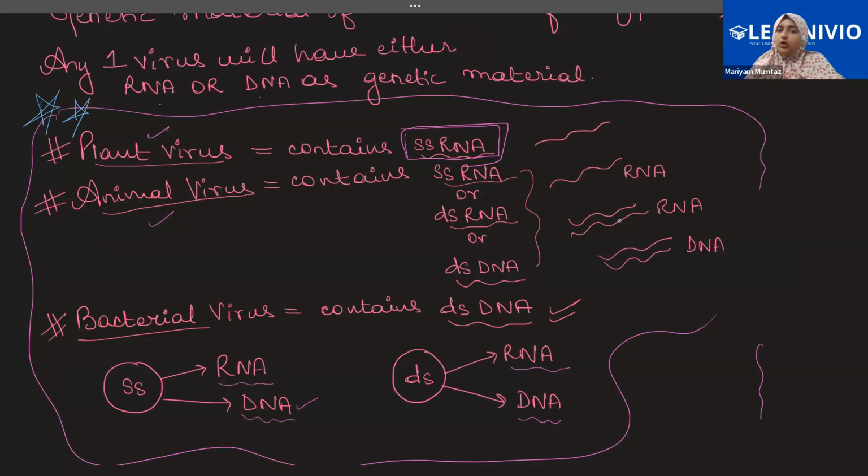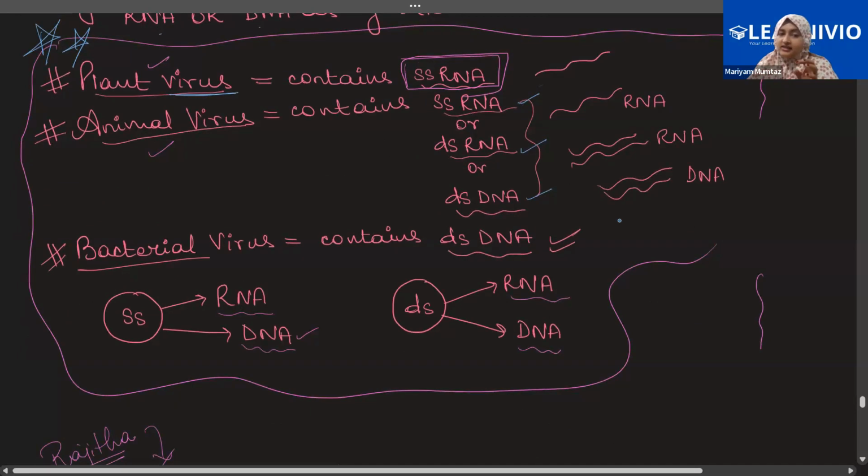For example, all those viruses that are plant viruses have single-stranded RNA as their genetic material. But all those viruses that are animal viruses, meaning they infect animals, either contain single-stranded RNA, or they can contain double-stranded RNA, or they can contain double-stranded DNA. So one of these three situations can be there for animal viruses.